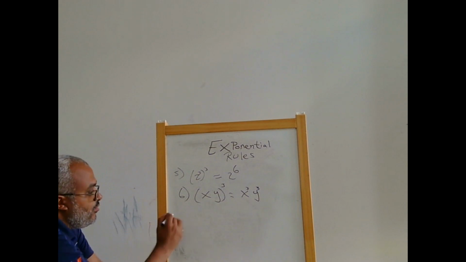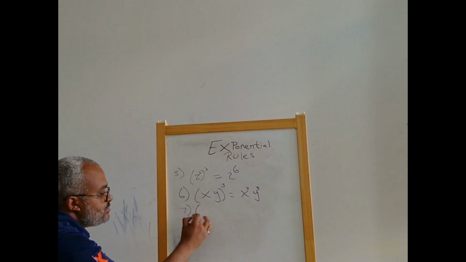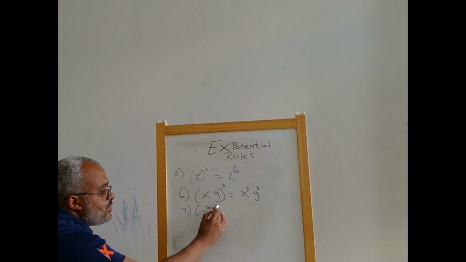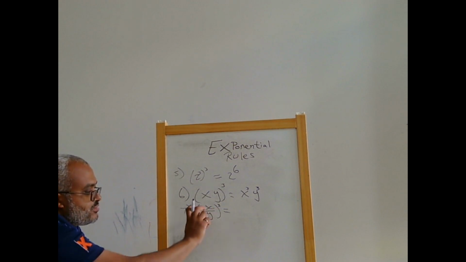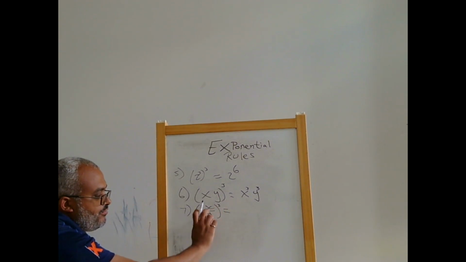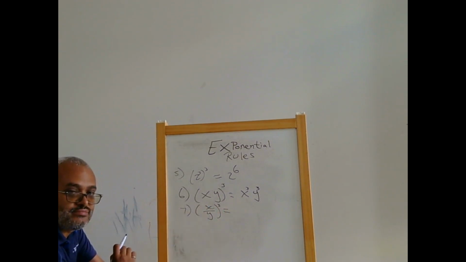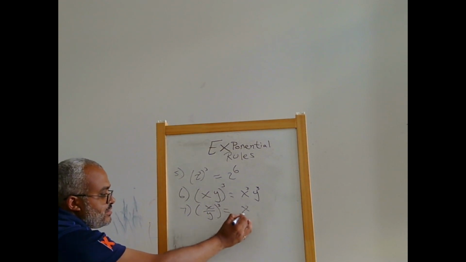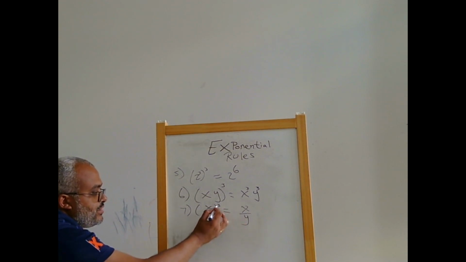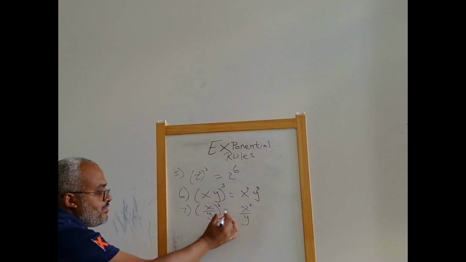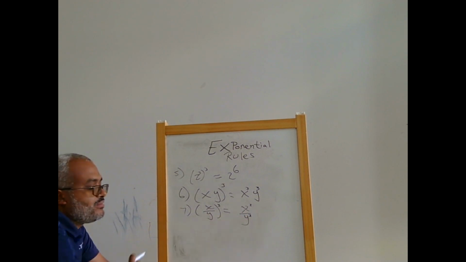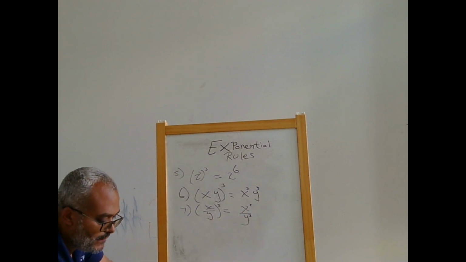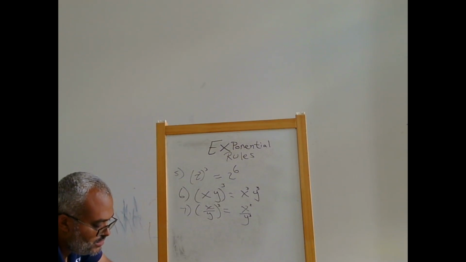What about if I have a division? So x over y, cubed. This is called power of a quotient. Quotient means division. So we have x, and then I have y, and again 3 times 1 is 3, 3 times 1 is 3. Okay, so let's do another example.